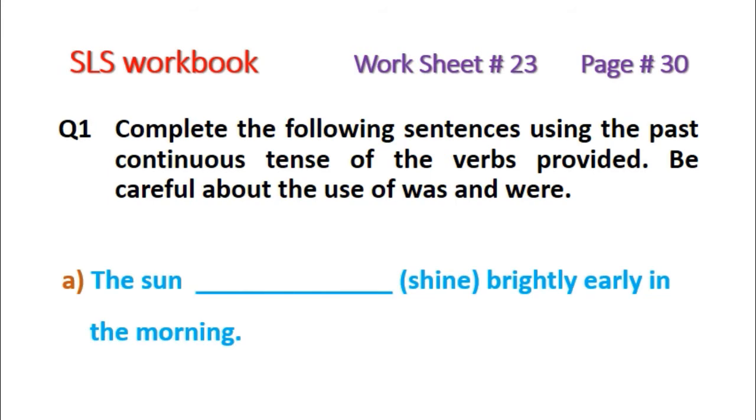The sun is a singular object. For singular objects, what do we use? Was or were? Yes, we use was. Students, your answer will be was shining.